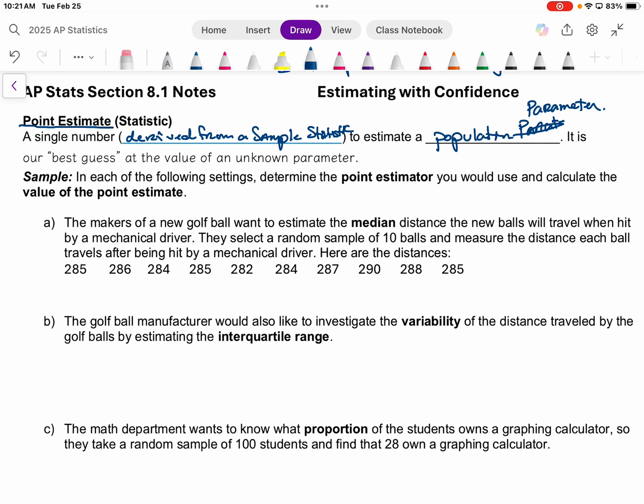Our point estimate can be anything from being p hat, which is a sample proportion. It could be x bar for a sample mean, which will be after spring break and those topics. It could be standard deviation. It could be, like in this first example, the median. Any statistic could be classified as a point estimate. We're going to mainly focus on two point estimates: either p hat, the sample proportion, or x bar, the sample mean.